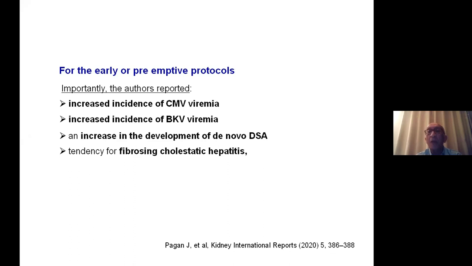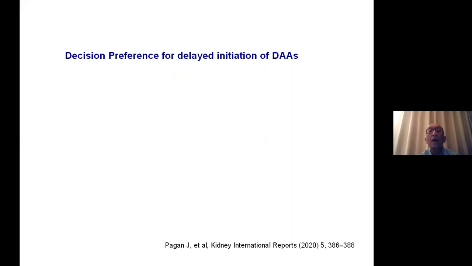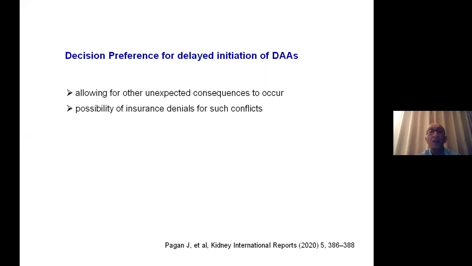probably to treat them before starting the direct acting antiviral. And the preference for delayed initiation would allow us to detect these unexpected consequences and have them treated. And there is an important insurance issue which will have a conflict if we have complications from the direct acting antiviral without detecting them, without the co-administration of the treatment. So it's preferable to delay the treatment to the second or the third month.